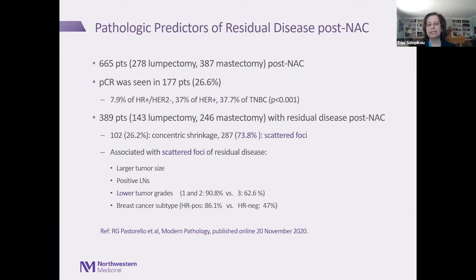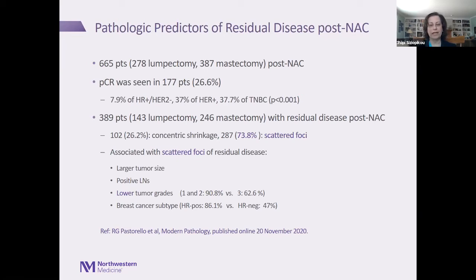PCR was seen in 177 patients, just over a quarter of these patients. Of interest, there was a big difference in the incidence of PCR based on the tumor subtype. Only about 8% of the hormone-positive patients achieved PCR, while almost 40% of the HER2-positive and the triple-negative patients did so. After excluding patients for whom only DCIS was present or only LVI was found, or for whom no information was available, the investigators were able to evaluate 389 patients with residual disease post-neoadjuvant chemotherapy.